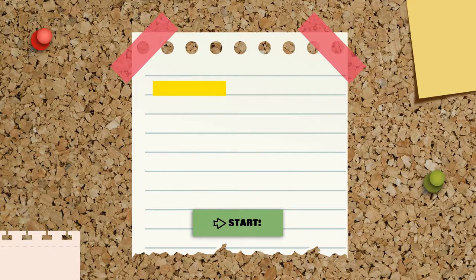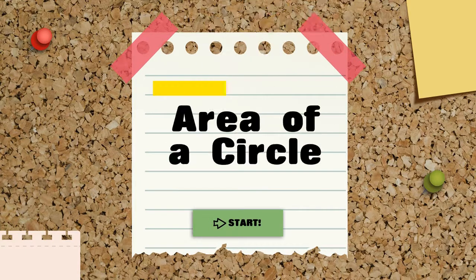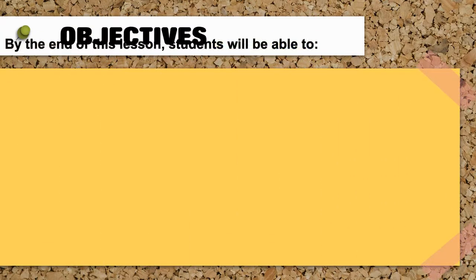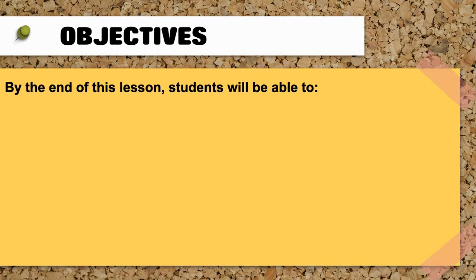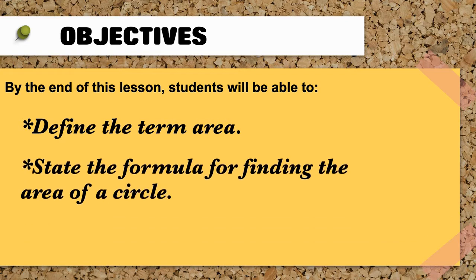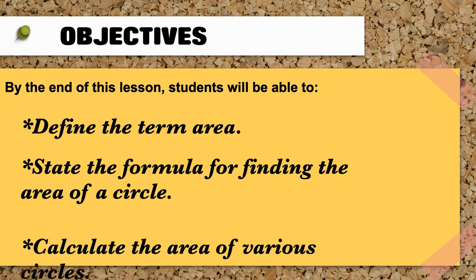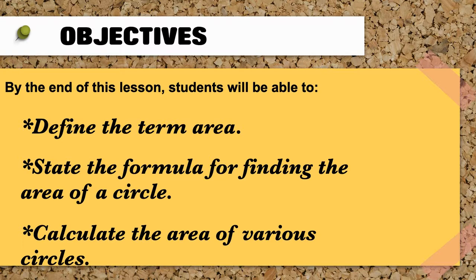Our topic for today is area of a circle. Let's begin by looking at our lesson objectives. By the end of this lesson, students will be able to define the term area, state the formula for finding the area of a circle, and calculate the area of various circles. Are you ready? Let's go, boys and girls.